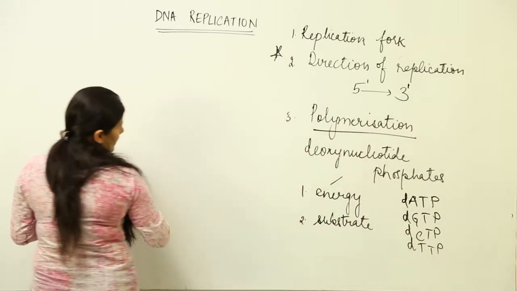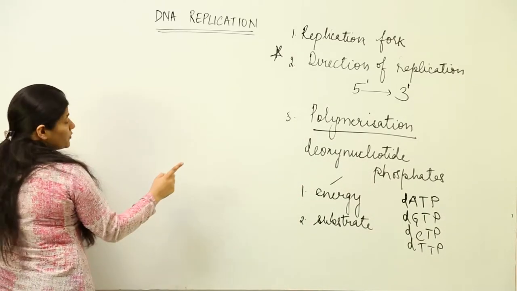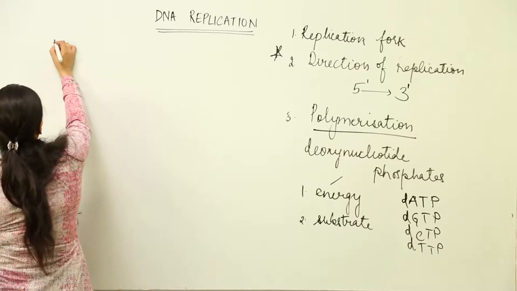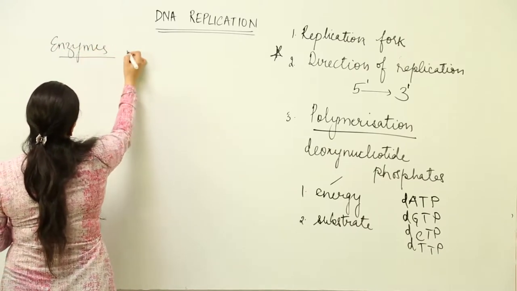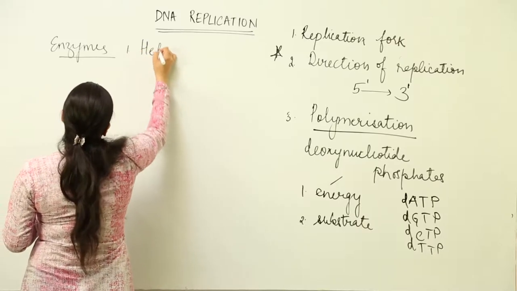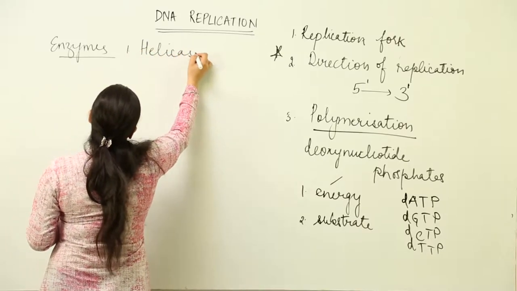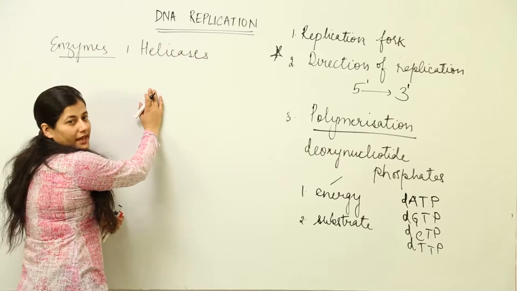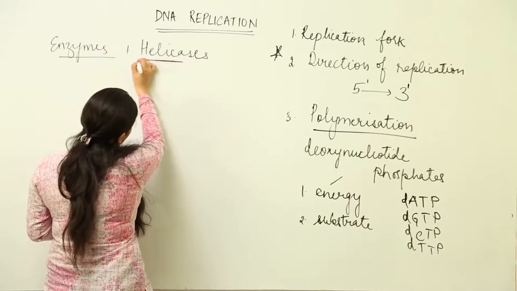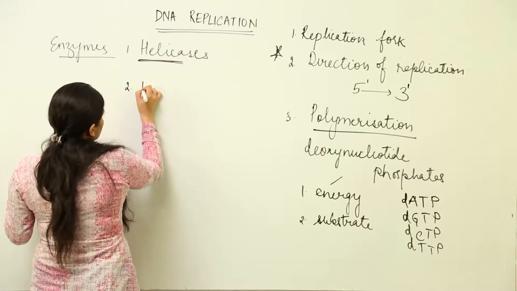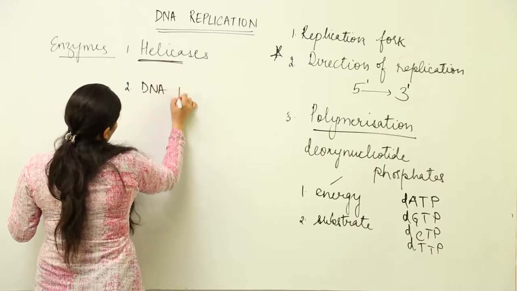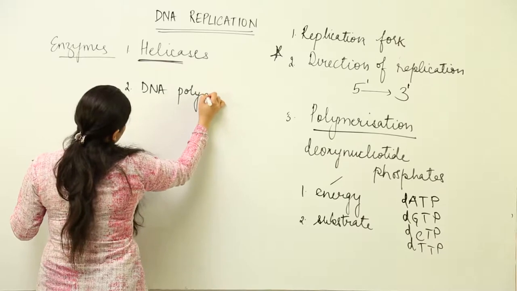Now, how does this polymerization take place? This polymerization is guided by enzymes. Which enzymes? Firstly, we have helicases. DNA structure is a double helix, so it has something to do with the helix arrangement. Second is DNA polymerases.